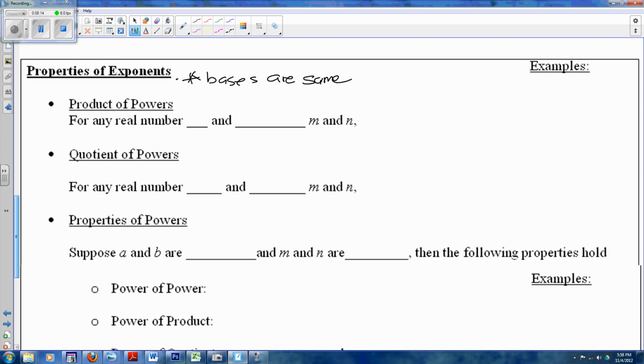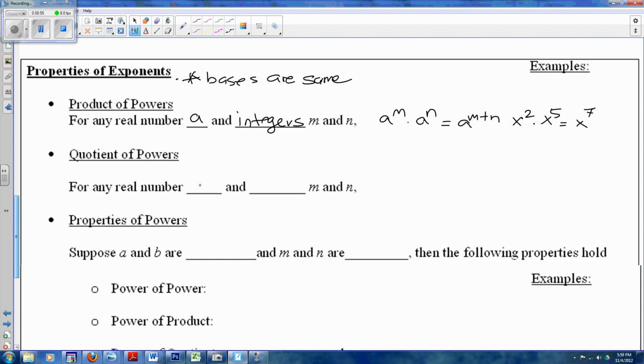So for any real number a and integers m and n, when we have a to the m times a to the n, a is the same number, so they have the same base, then what can we do with exponents? We can add them. So example of that, if I had x squared times x to the 5th, I can add those and I get x to the 7th.